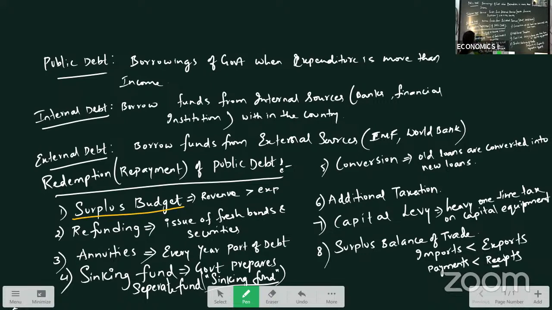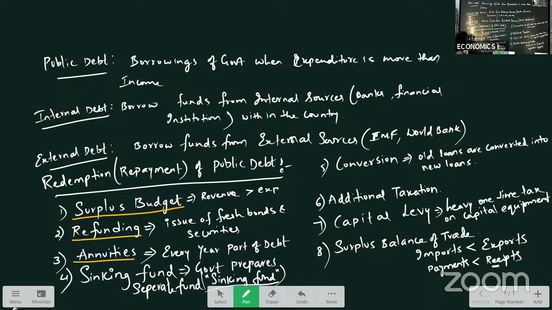Surplus budget means that when the budget is prepared, revenue will be greater than the expenditure. The excess revenue collected by the government is used to repay the debt. That method is called a surplus budget. Next, we have refunding. Refunding means the government will issue fresh bonds and securities in order to raise income. The excess income from fresh bonds and securities is used to repay the debt.